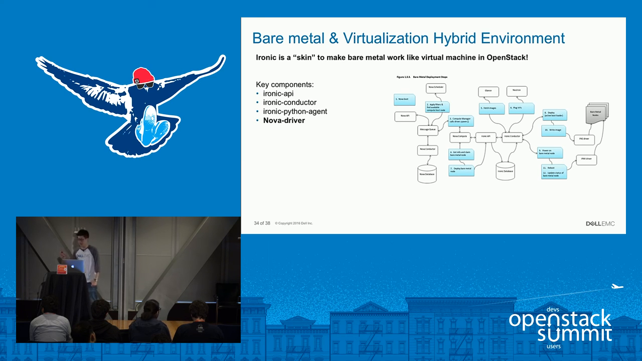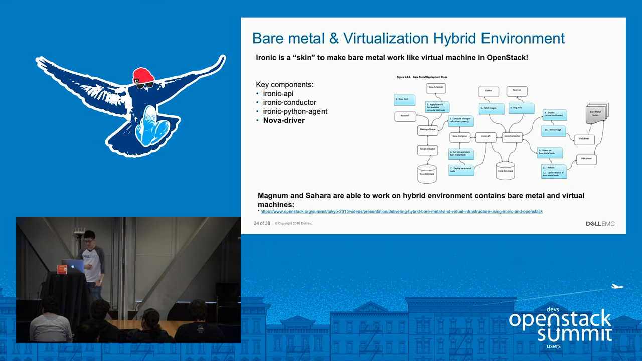There are some key components, like in any other OpenStack project, and the most interesting one is the Nova driver. With that, you can make the Ironic bare metal work just like KVM or vSphere. You can use Nova to manage both the bare metal and virtual machines. And we found a session in the Tokyo Summit called Magnum and Sahara working on a hybrid environment containing bare metal and virtual machines. He raised exactly the same question as us, so it's really good for us to leverage it.